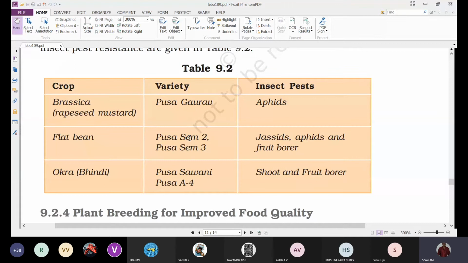Here we have developed some new varieties of crops by using conventional breeding, but here we have developed resistance against insect pests.